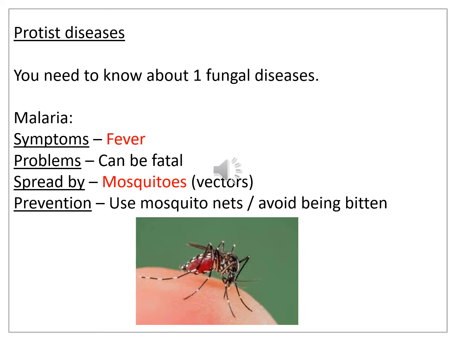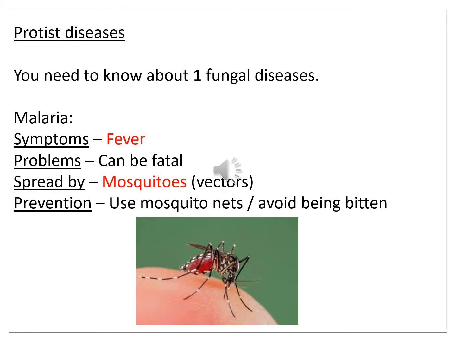One last disease you need to know about is from a protist. A protist is a eukaryotic organism, and in this case it is causing the disease malaria. The main symptom of malaria is fever, but one of the main problems is that it can be fatal. Malaria is spread by mosquitoes, which are vectors. A vector is an organism which transmits disease but does not get the disease itself.